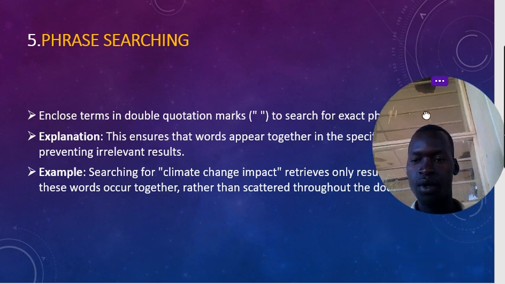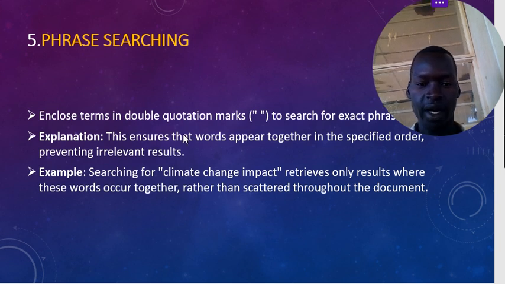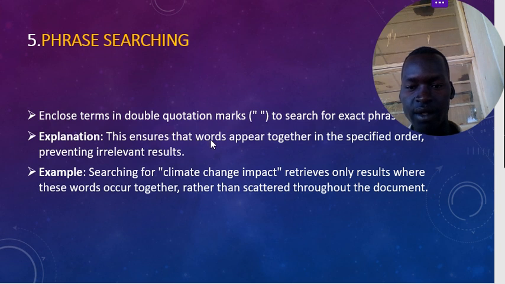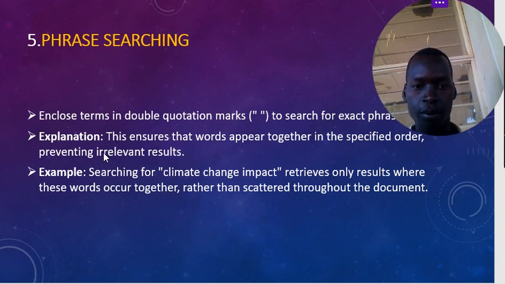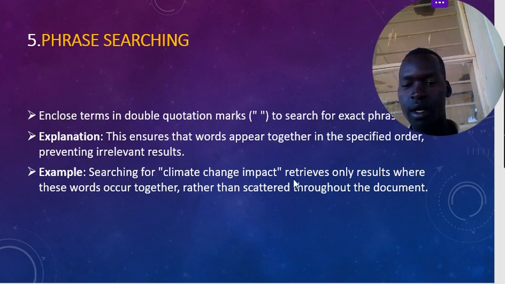That is why, whether you like it or not, you must use these quotation marks so that irrelevant results are prevented. And the example of how you can use phrases is here. Let us search for climate change impact. When you search for climate change impact, it will restrict the results to only those where these words occur together, rather than scattered throughout the documents.